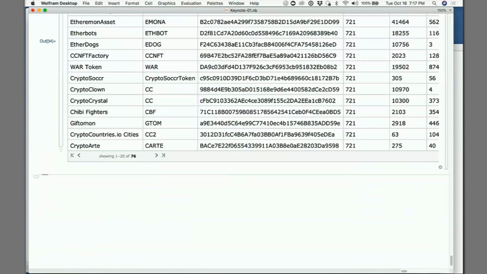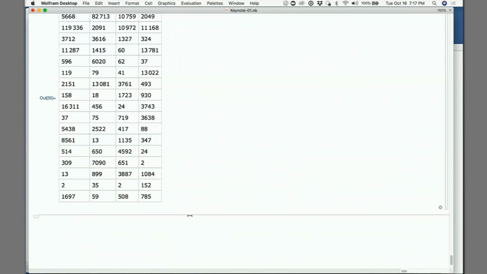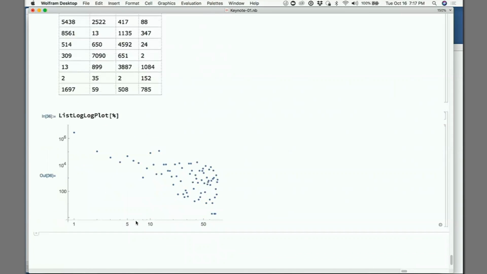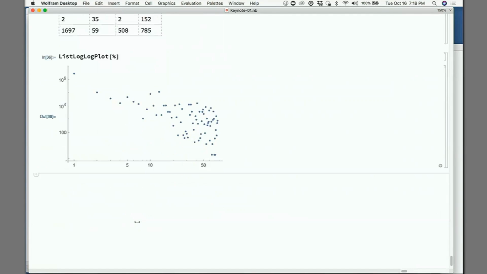So for example, we could look at the count of the number of transfers of all of those different kinds of ERC-721 tokens. We could do a log plot of that, get the result, all sorts of things like this. So this is a way of interacting with the blockchain. Bitcoin and Ethereum are the two that we've done so far. There'll be a whole lot of other blockchains that we're working with, treating them as a source of data, a new source of data in the world, a bit like financial data.